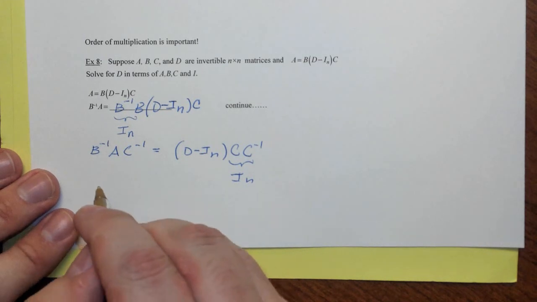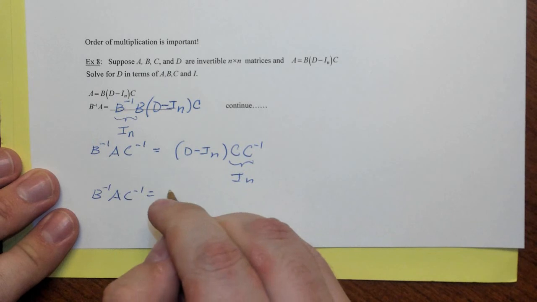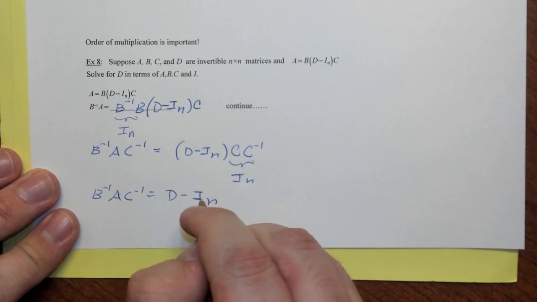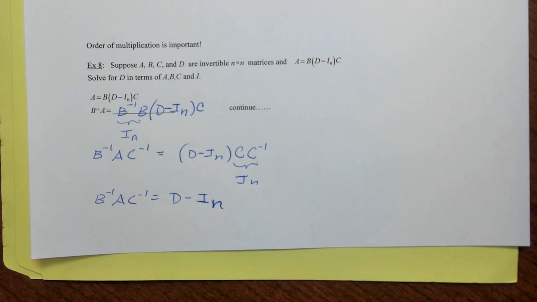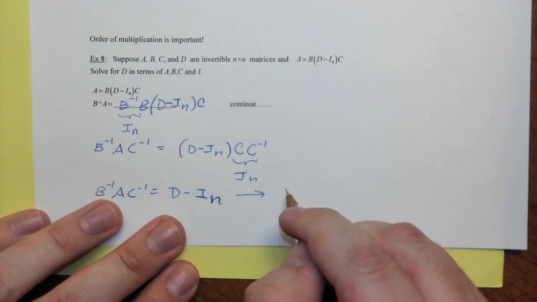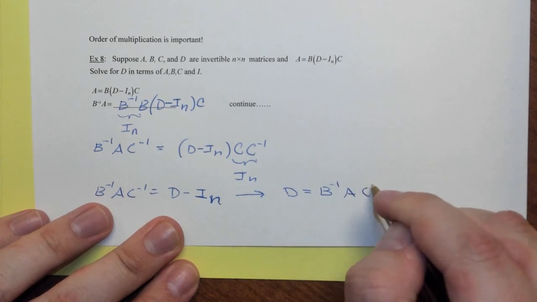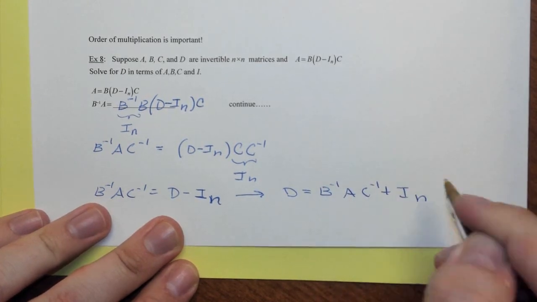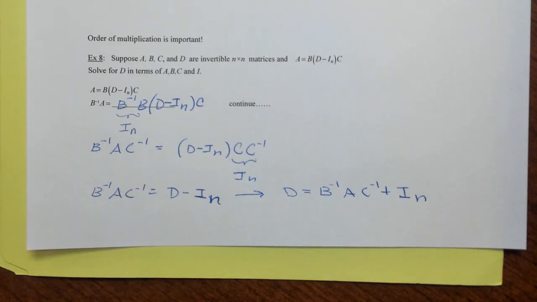So what does this tell us? B inverse A C inverse is equal to D minus I n. We were asked to solve for D in terms of A, B, C, and the identity matrix. Well, we can do that now. D must equal B inverse A C inverse plus the n by n identity matrix. And we have now accomplished the task that was set forth with us. I hope this has helped.